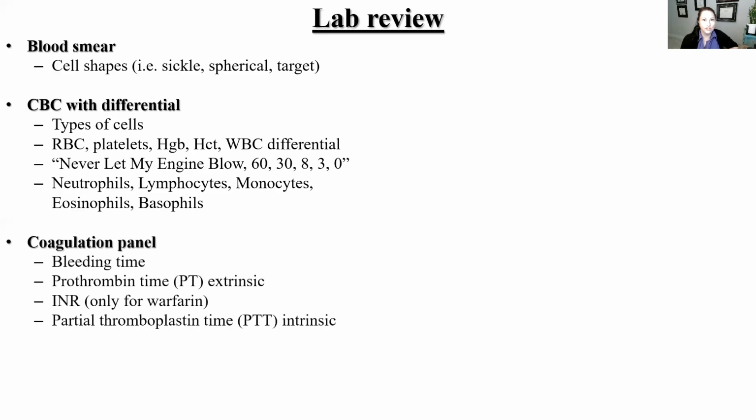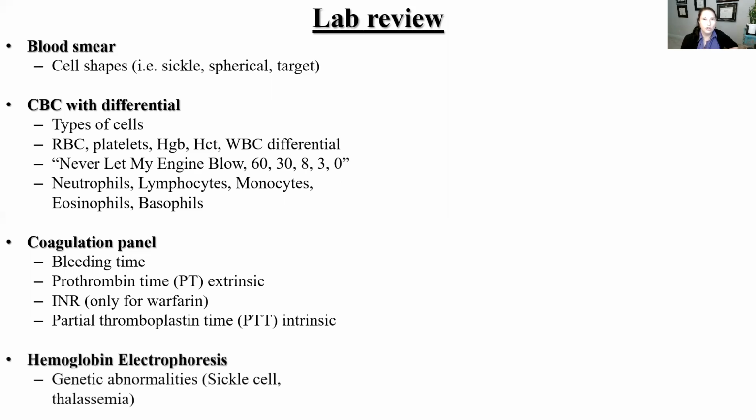Then we have a coagulation panel, which tells us how efficiently this patient is clotting. It will look at bleeding time. It will look at prothrombin time, or PT, and that measures our extrinsic pathway. We'll look at INR for patients who are on warfarin because we want to keep them in a target range for efficacy. Partial thromboplastin time, or PTT, helps us measure our intrinsic pathway. Then we have the hemoglobin electrophoresis, and this helps us look at some of our genetic disorders. So if we suspect that there's a genetic disorder going on, we can order this to help identify things like sickle cell anemia and thalassemia.